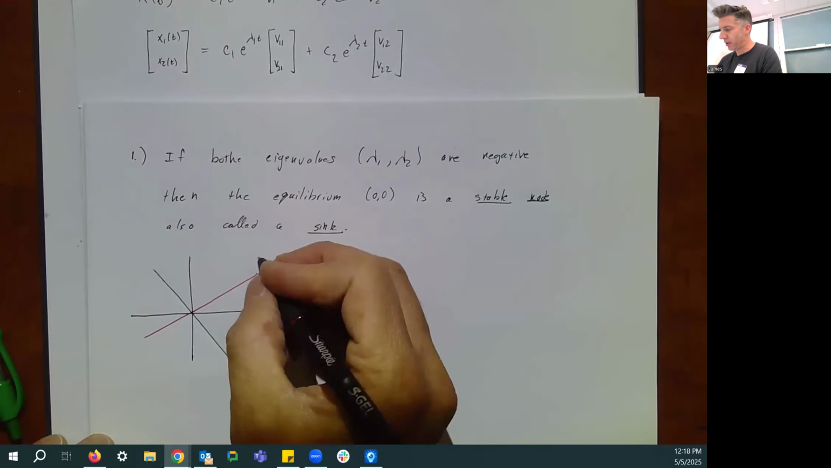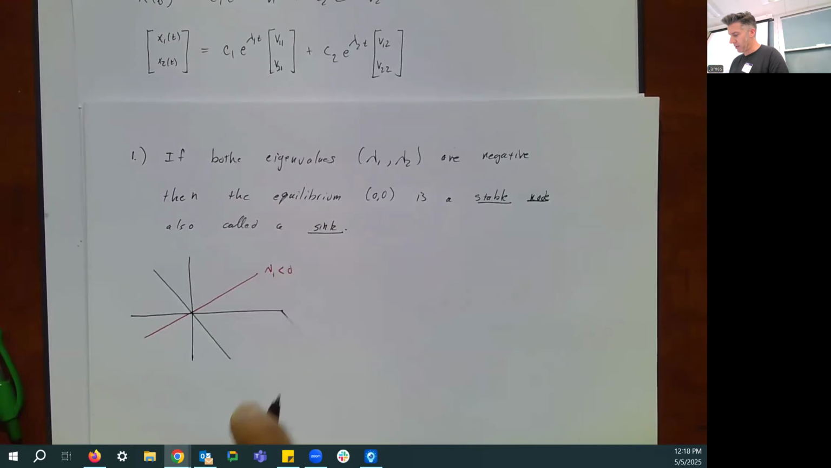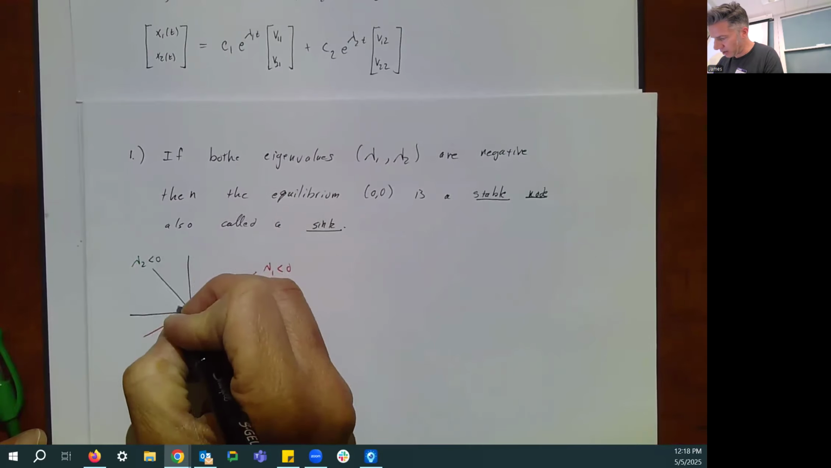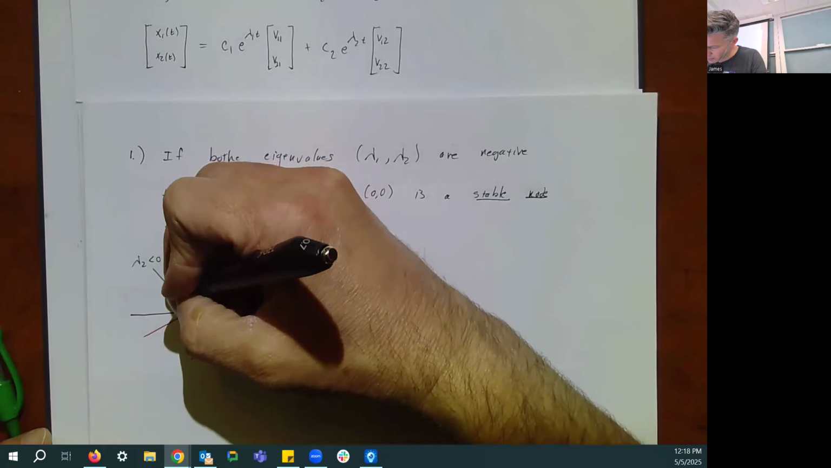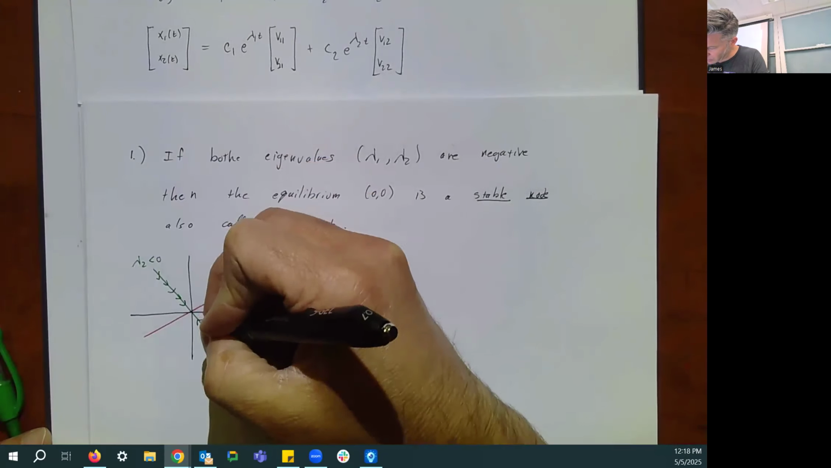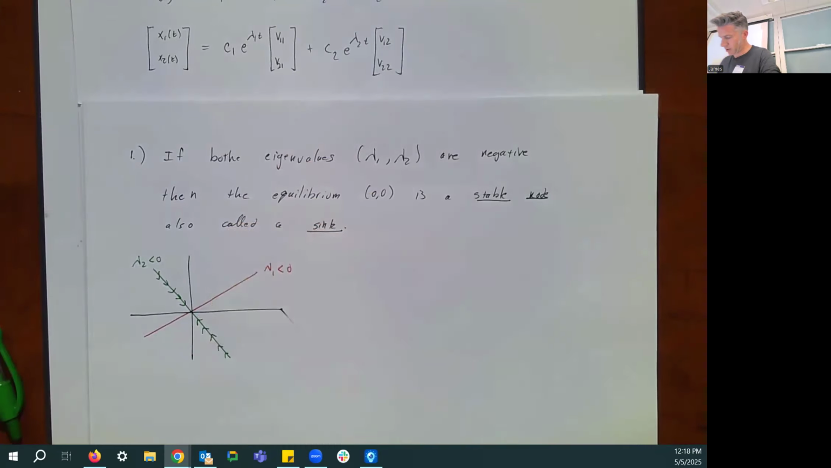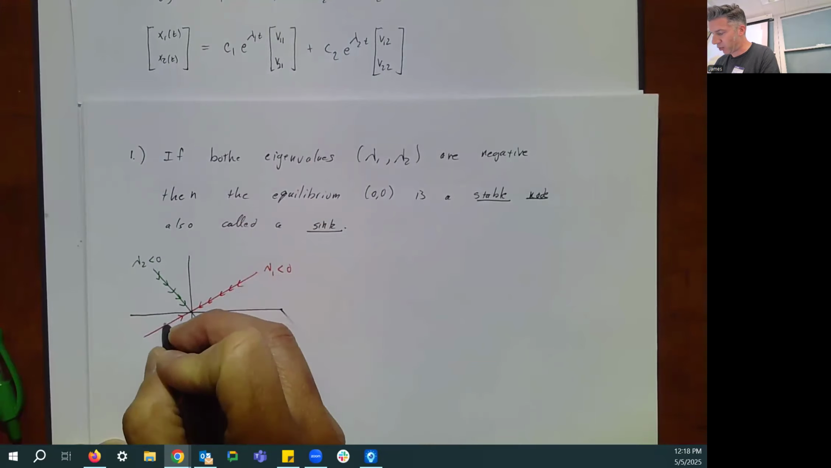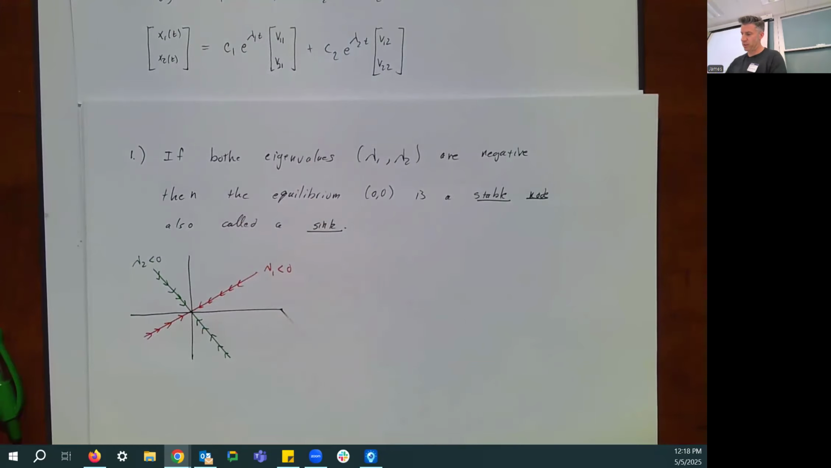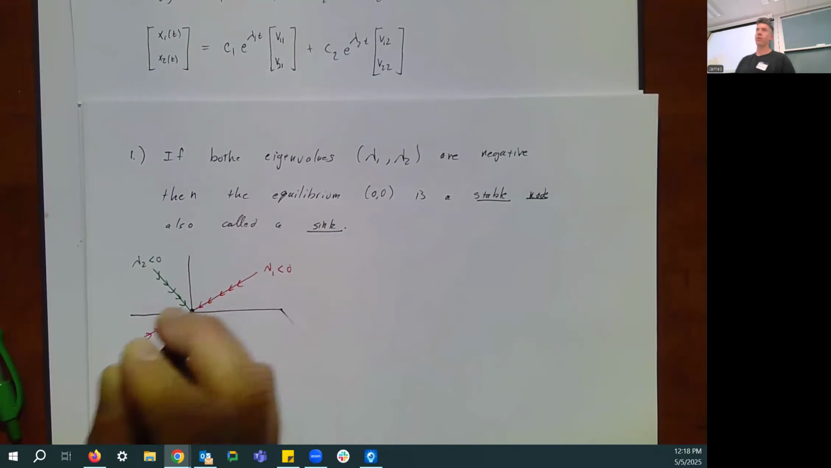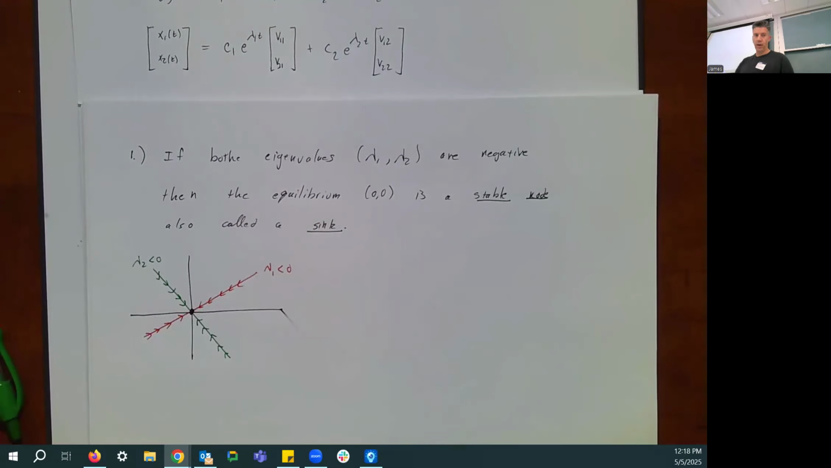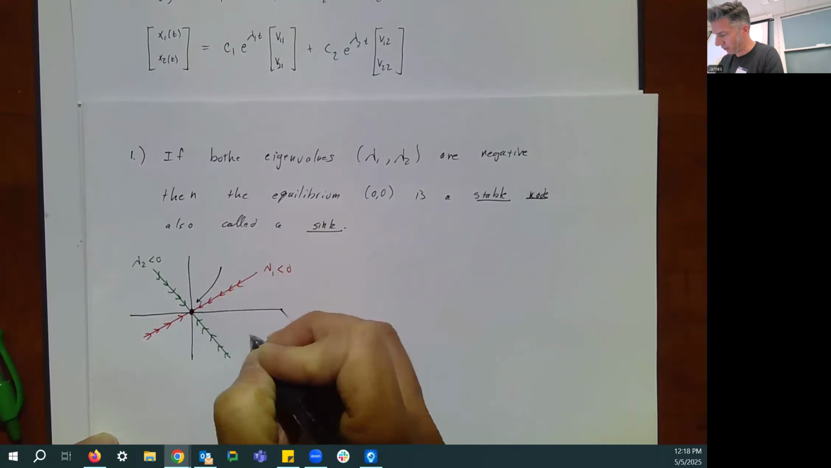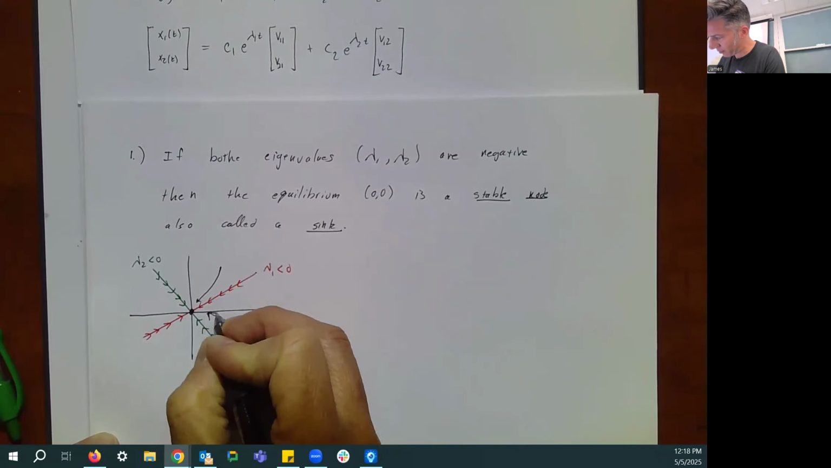Well, if both lambda 1 is negative and lambda 2 is negative, that means we are moving in towards the origin along those lines, which means no matter where we start, no matter what our initial condition is, we are always going to end up pointing in towards the origin, which is our equilibrium. So any starting place, like if I start here, still ends up pointing in that way. Or if I start over here, ends up pointing in that way, towards the origin.